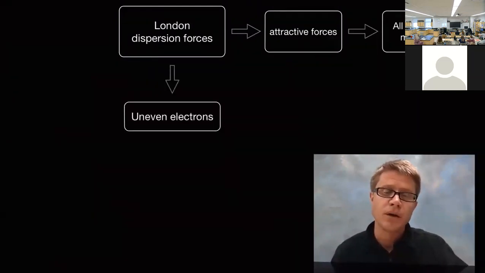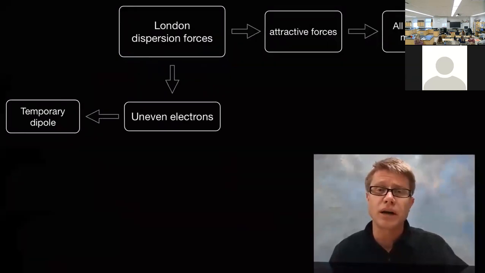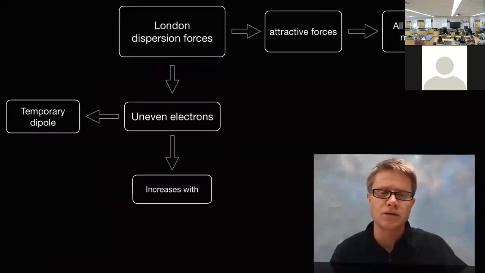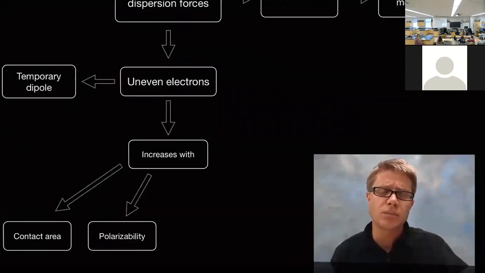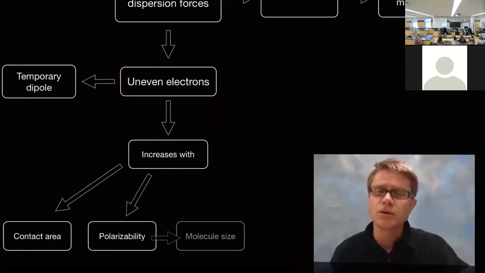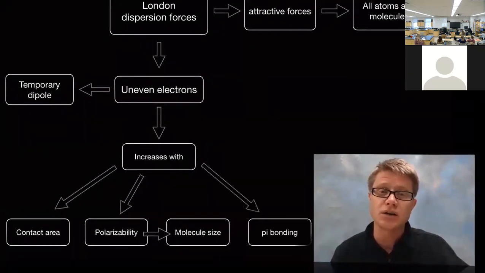It's really important. What really develops them are uneven electrons. As the electrons are distributed unevenly, they create what are called a temporary dipole. Those are going to be a molecule that has a charge. It has a positive and a negative charge. These are going to increase as we increase the contact area between the molecules. Also, as we increase their polarizability, which is going to be the squashiness of a molecule. Generally, the more electrons you have, the higher this is going to be. And so as we increase molecular size, we're going to increase these dispersion forces.